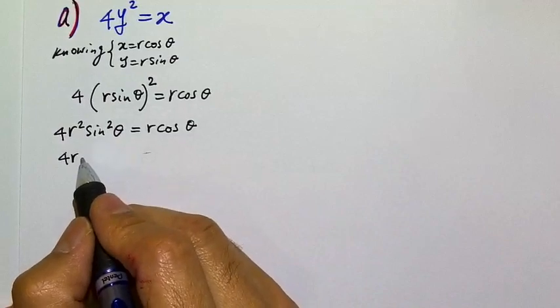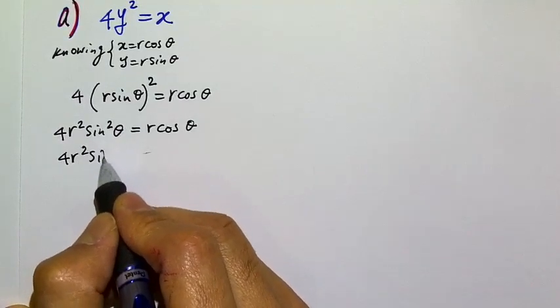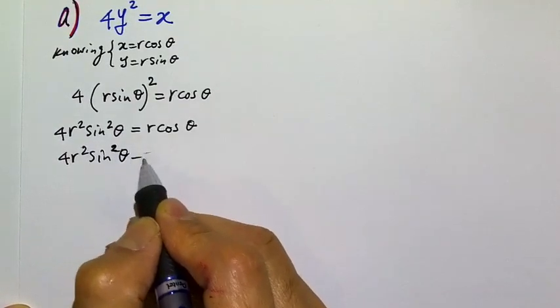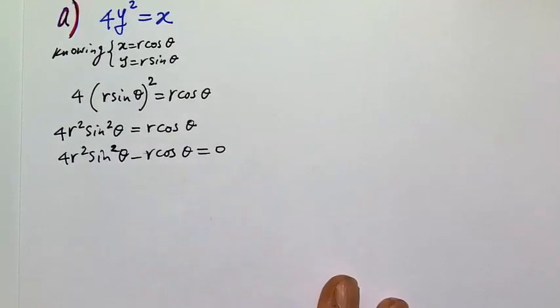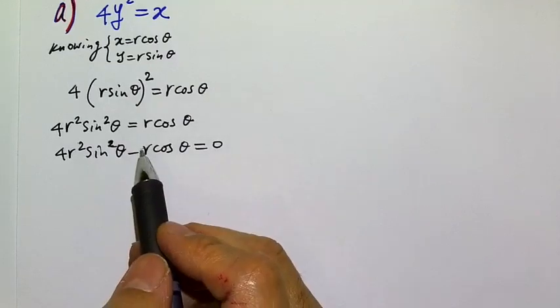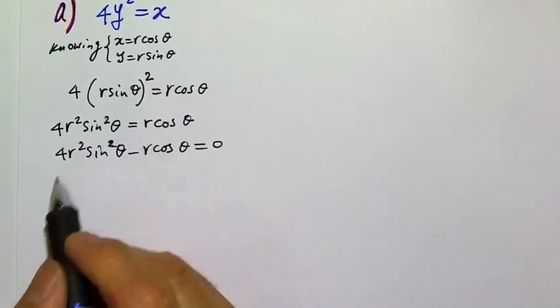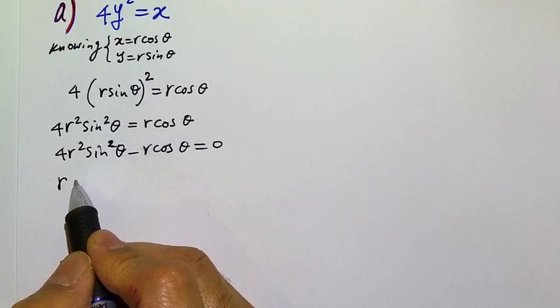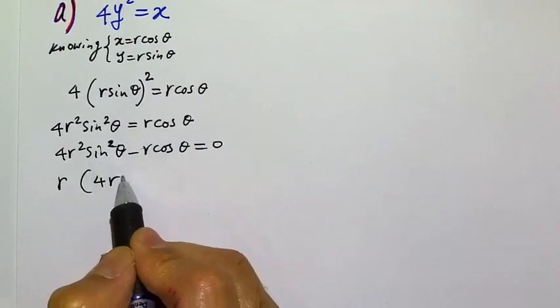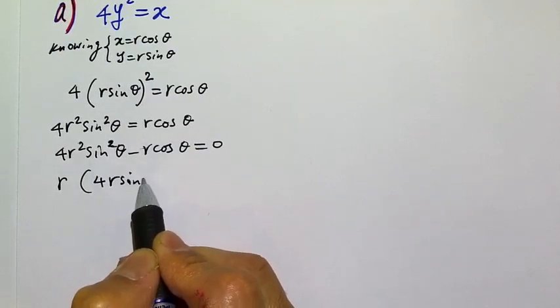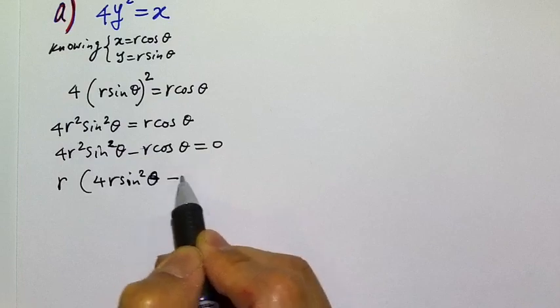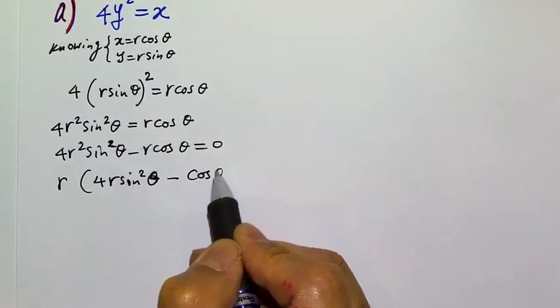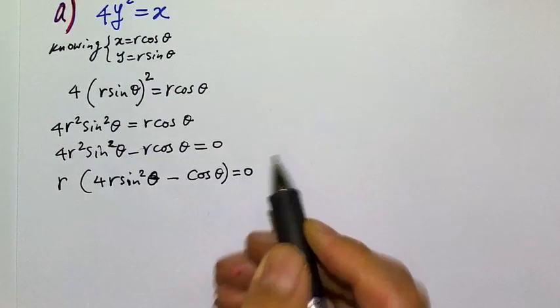Okay, so we have 4r squared sine squared theta minus r cosine theta equals 0. Right? So what else can we do here? We can factor out r. So r factored out, we have r times (4r sine squared theta minus cosine theta) equals 0.